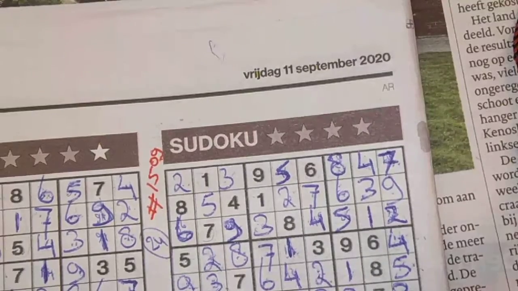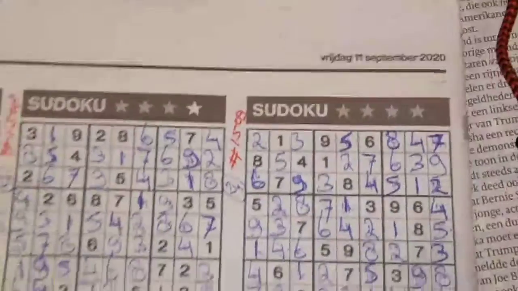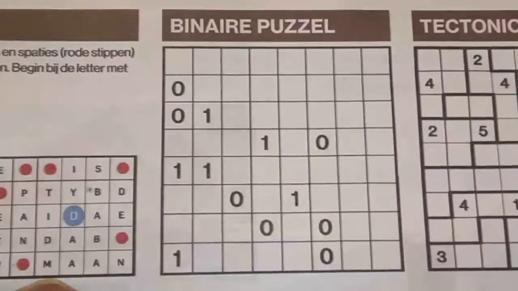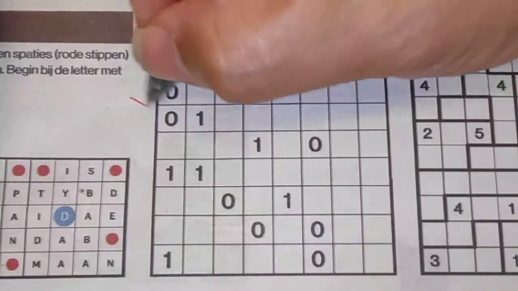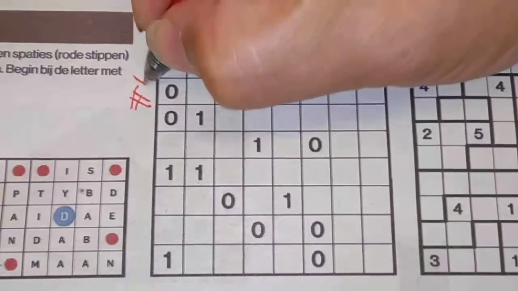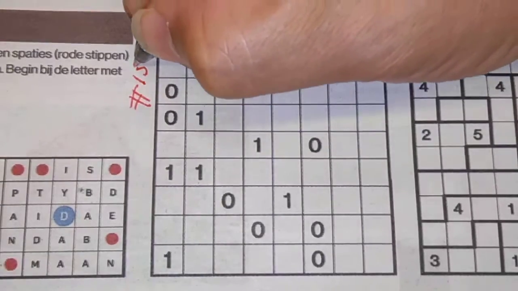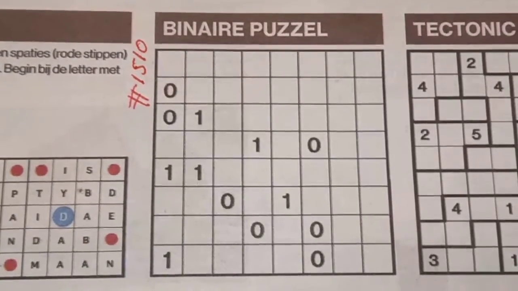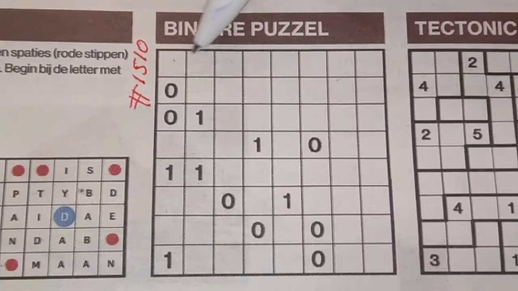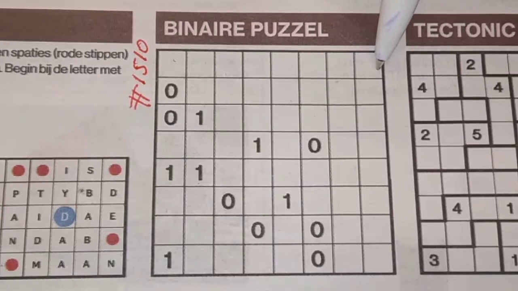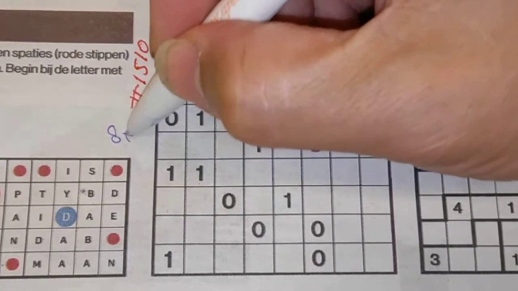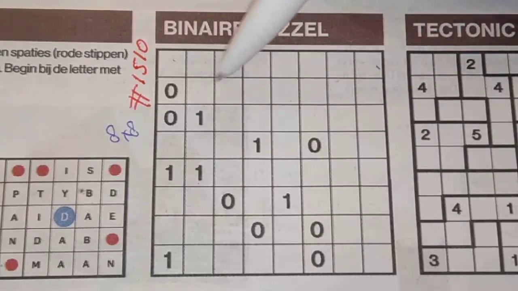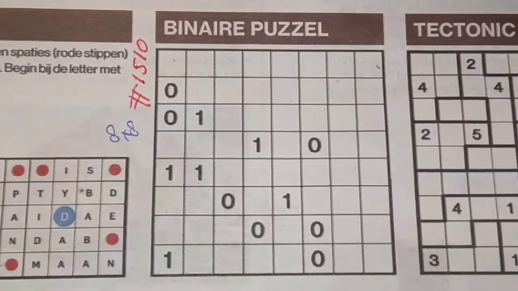In this additional with extra Sudokus, we have here a binary puzzle. This will be number 1510. And what kind of binary puzzle is this? 1, 2, 3, 4, 5, 6, 7, 8. This is an 8 by 8 binary puzzle. That means in a row or in a column there are always 4 O's and 4 1's.